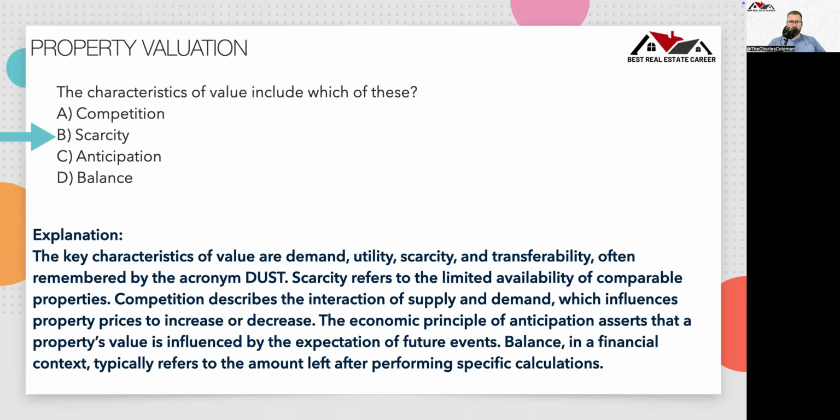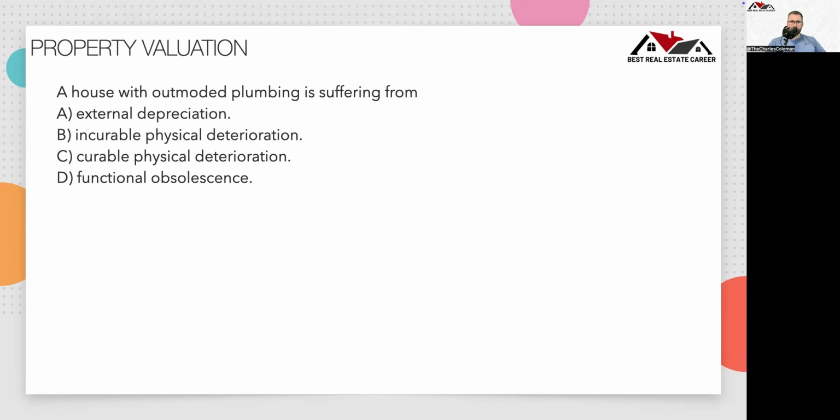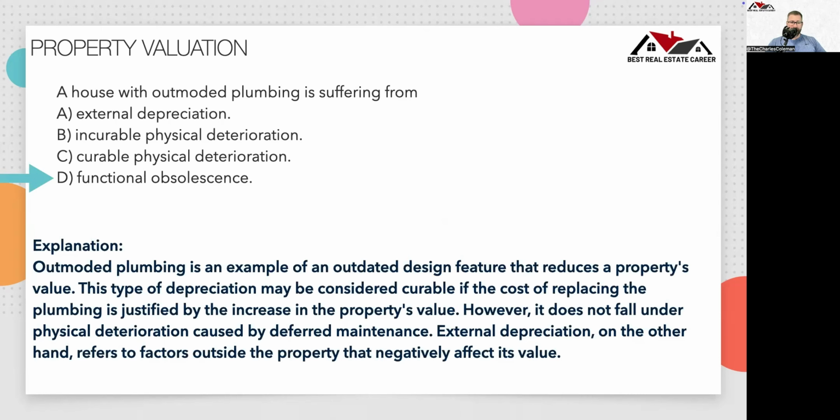The economic principle of anticipation asserts that a property's value is influenced by the expectation of future events. Balance, in a financial context, typically refers to the amount left after performing specific calculations. A house with outmoded plumbing is suffering from D.